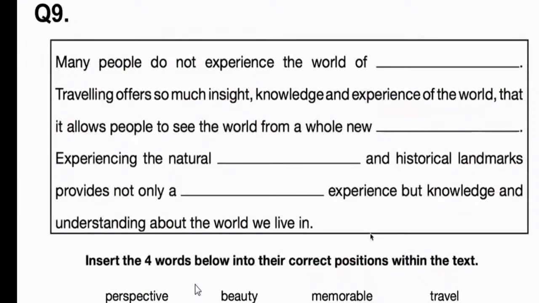Number 9. This is another kind of question. We have to fill in the blanks; down below you'll see there are four words to place in their correct positions within the text. So many people do not experience the world; traveling offers so much insight, knowledge and experience of the world that it allows people to see the world from a whole new, which I'd say is perspective, experiencing the natural beauty and historical landmarks perhaps provides not only a memorable experience, but knowledge and understanding about the world we live in. This is quite a simple one. So travel goes there, perspective goes there, beauty goes there, and memorable goes there.